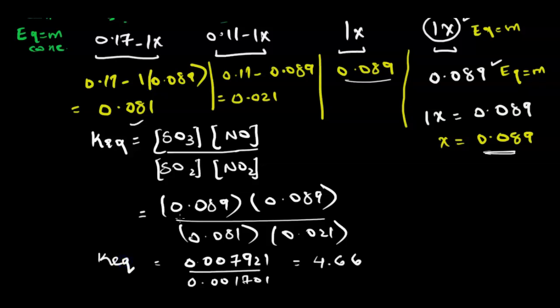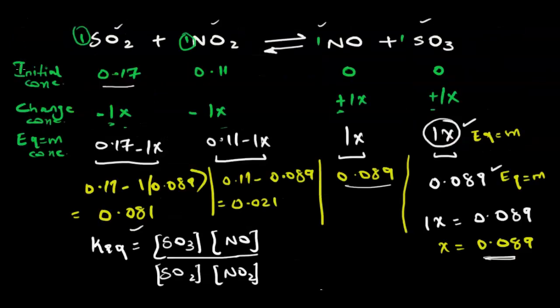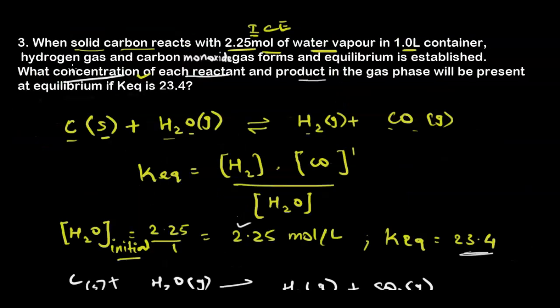And this is how we solve for K equilibrium when we are given initial concentrations or initial number of moles. We always first make the ice table, use the ice table to find out the equilibrium concentrations, and then plug in the equilibrium concentrations that we get into the K equilibrium formula. Let's take up another example and let's read the question first.